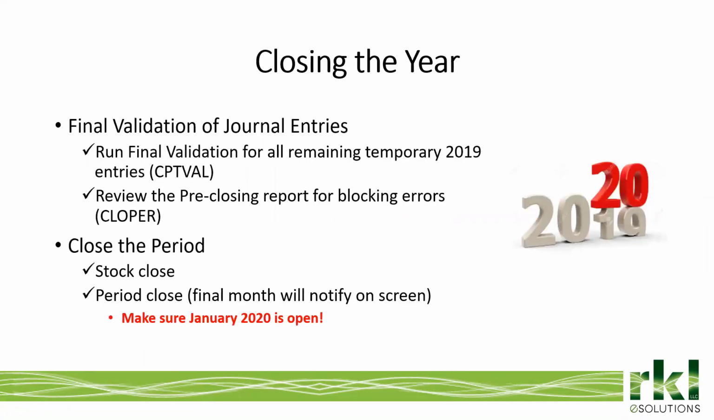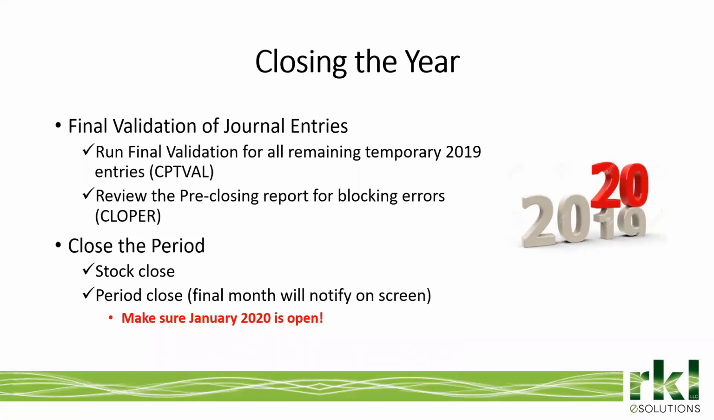Okay, moving on, closing your year. So now that all the pre-work has been done, and we're saying goodbye to 2019, we're going to get into the actual exercise of closing the period and year. There are a few final reports or things that you need to execute beforehand in order to close your period. So to close the period, you're going to need to run a final validation for all of your temporary entries for 2019. And again, that functions up on the screen for you. You can see it there.